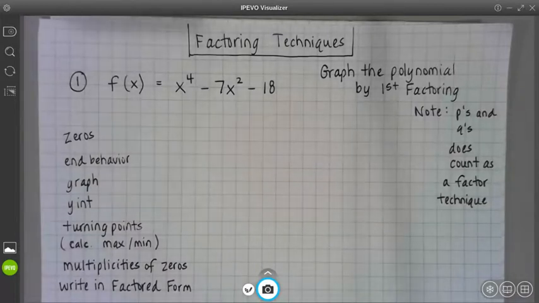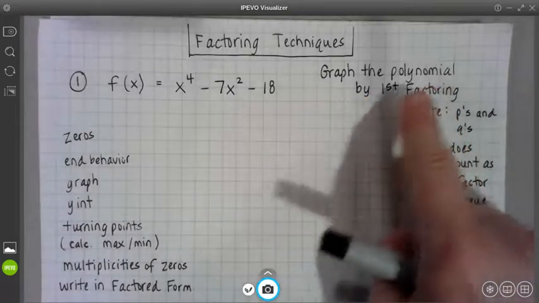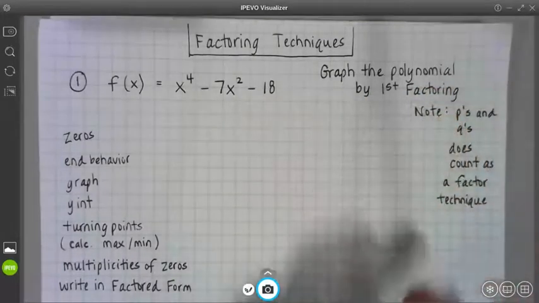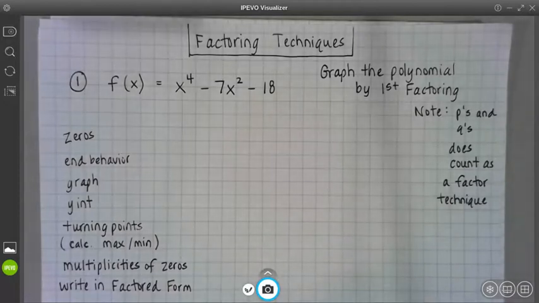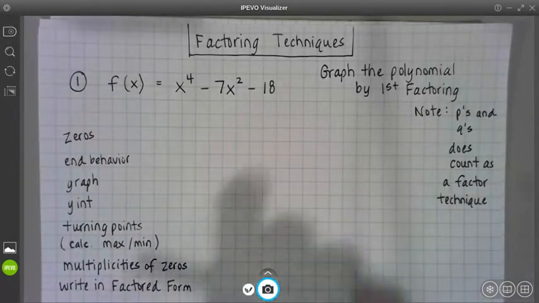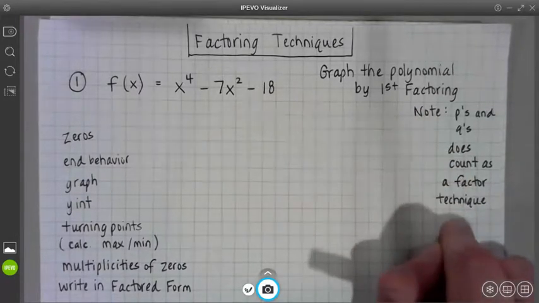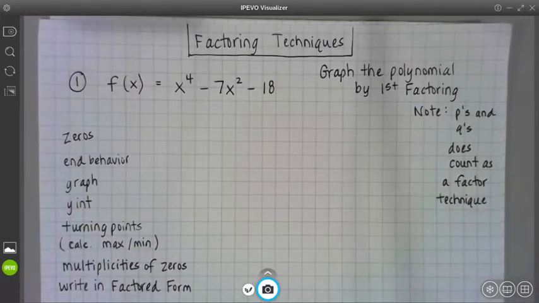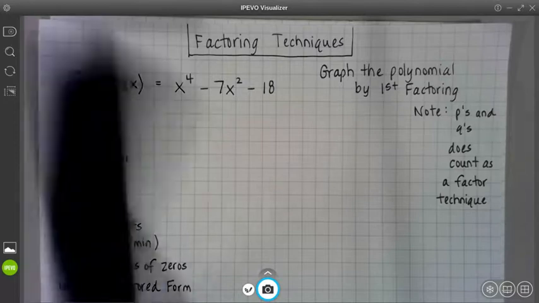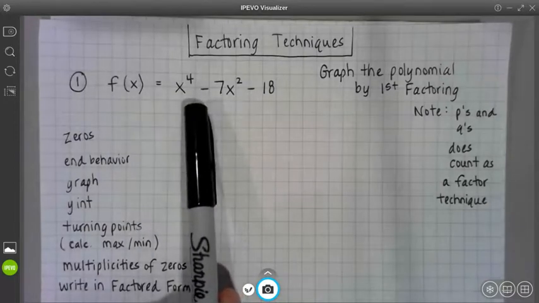All right, so in your homework tonight, they're going to be asking you to graph the polynomial by first factoring and then using your analyzing techniques. So I just want you guys to understand that when they say to factor, P's and Q's does count as a factoring technique, so they do mean to use P's and Q's. And if you were to view an example, they may walk you through the P's and Q's process for a problem that may not need P's and Q's.